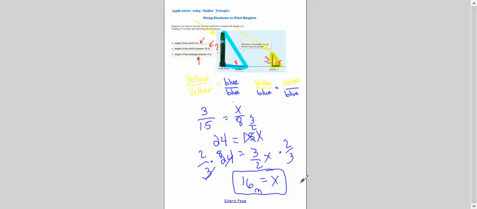So you might want to stop the video and make sure you have this written down and can follow along. And what I'd like you to do in your notes is now set it up this way. Maybe you're going to do the height in the yellow versus the height in the blue, and then maybe the shadow in the yellow versus the shadow in the blue. I want you to do that in your notes using this other one, and then you let me know if you don't get the same height. All right, so let's try another one.